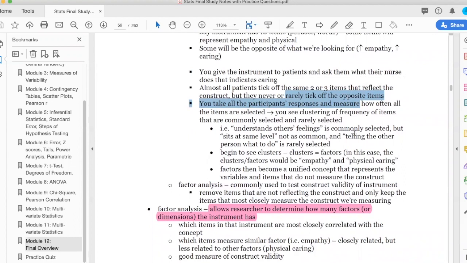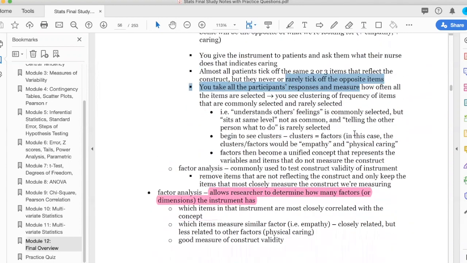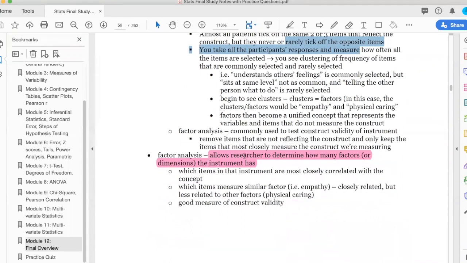So you take out all the items or the questions or whatever that are not measuring the construct and just keep the things that are closely measuring that construct. A factor analysis allows the researcher to determine how many factors or dimensions the instrument has. So which items in that instrument are most closely related to the concept that you're measuring. Which items means questions or like survey questions, right, are most closely related to the thing that you're measuring, okay?